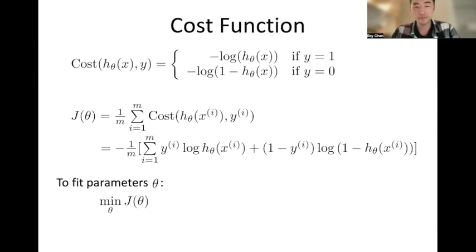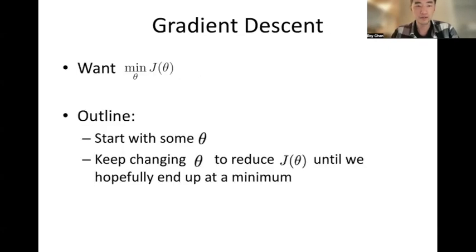And to fit the parameters theta, all we want to do is choose the theta so that this cost function is minimized globally. So that is the cost function, and how do we do that? We will use a solution called gradient descent. The methodology is that we start with some initialized theta, which are the parameters for this cost function, and we keep changing the theta so that we can reduce the total cost j theta until we end up at a global minimum.